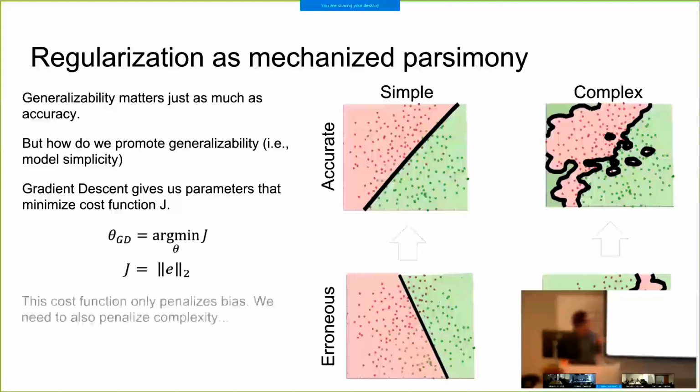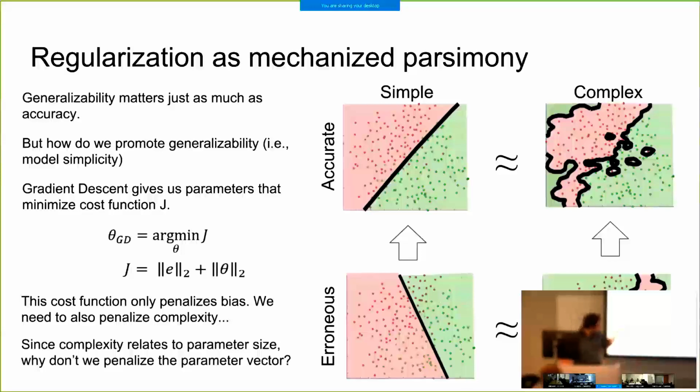But the cost function that we'll learn about only penalizes bias. It only pushes us up in this quadrant. We need to also penalize complexity. The insight that regularization provides is that if you modify this cost function J to encode not only your error, but also how big your parameters are, then your models tend to select the top left quadrant. Your gradient descent finally decides, I like simple accurate more than complex accurate.